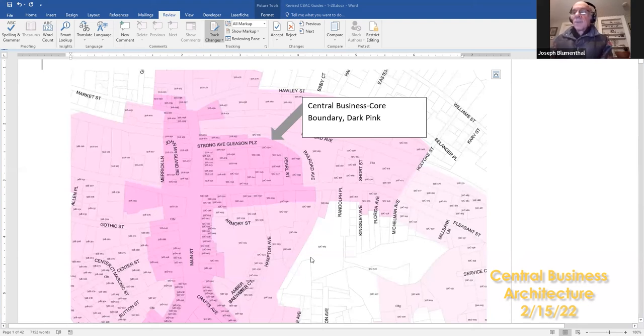So I'd like to move that we recommend extending the core up to Allen Place on both sides of King Street. I guess I'd like to open that up to discussion to hear what other folks think about that.